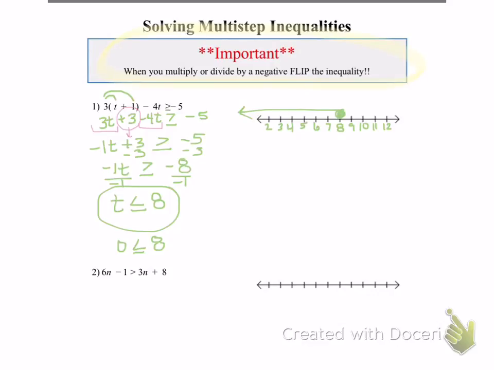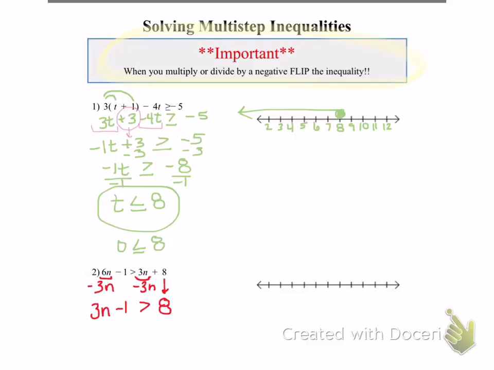Let's go ahead and go on to my second one. So as you can see, I've got variables on both sides. I have this n over here, and I've got this 3n on my other side of my inequality. Well, let's move that 3n over. Keep in mind, if it's a positive, you want to subtract it. So minus 3n on both sides. So 6 minus 3 gives us a 3n minus 1. I drop my inequality down, and I bring down that 8.